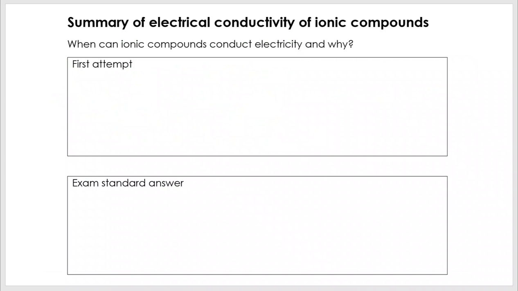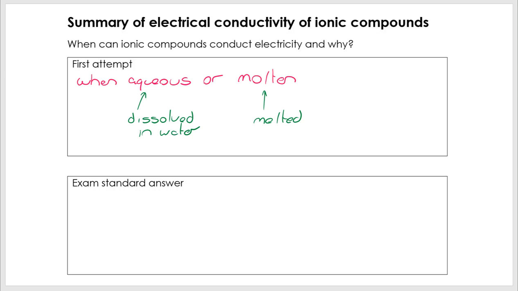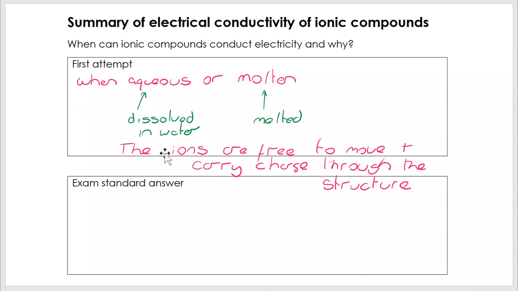So now let's go on and think about how we might explain why ionic compounds conduct electricity and when. And when is when they are aqueous or molten. And I've just added on here the details. Molten means it's melted, it's been heated till it becomes a liquid, and aqueous means dissolved in water. And that means the ions are free to move and carry charge through the structure.